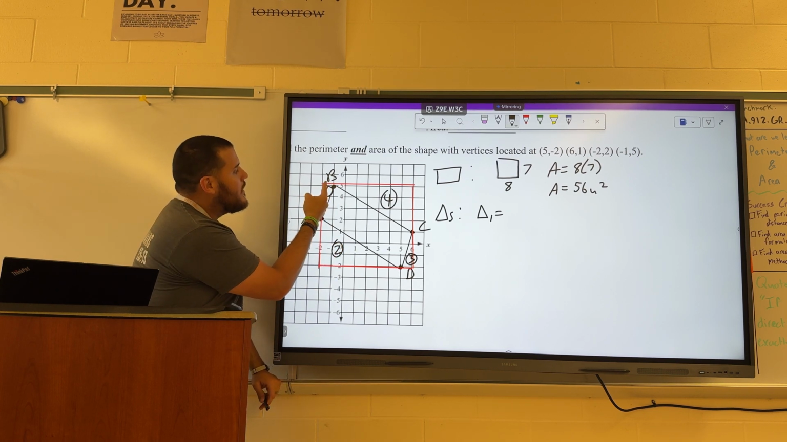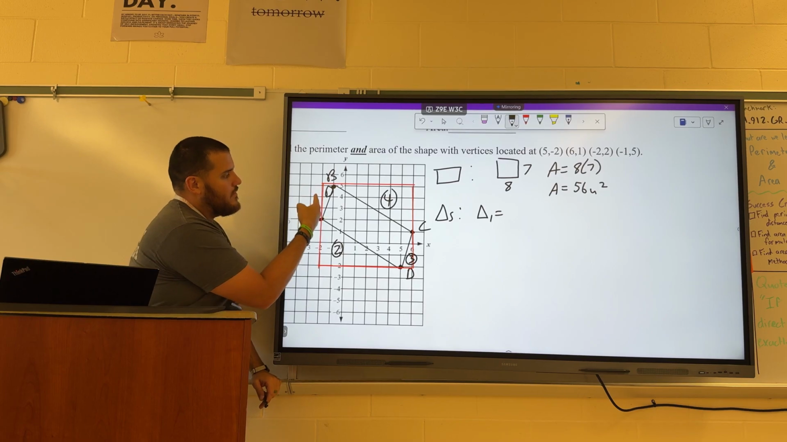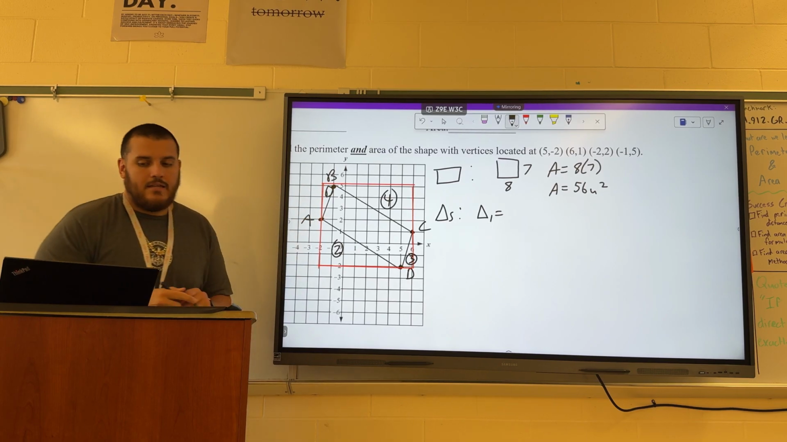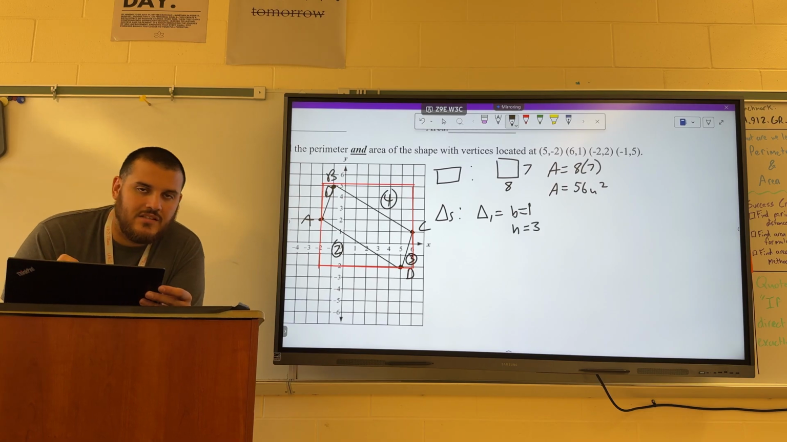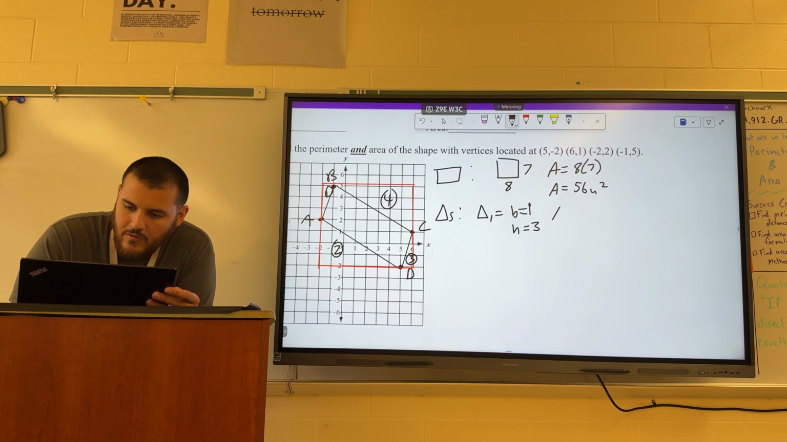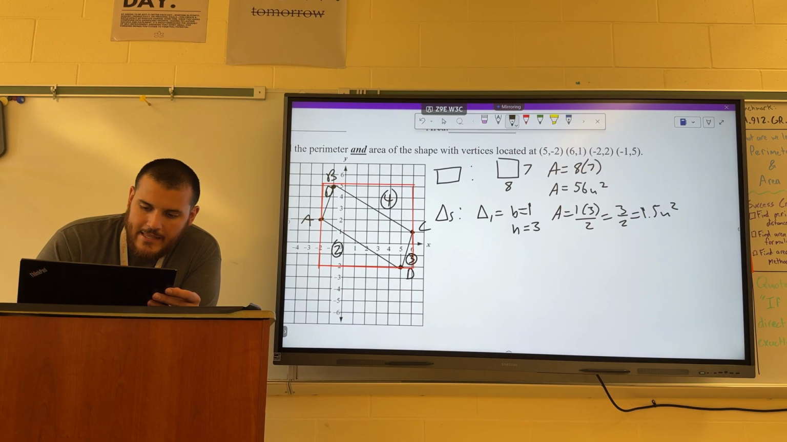So for triangle 1, I can say a base of 1 and a height of 3 here. That's 1, this is 3. So base is 1, height is 3, and I can plug these into my area formula for the triangle. Base times height divided by 2. 1 times 3 divided by 2 gives me 1.5 units squared for that triangle. And then I'm just going to do that for all 4 of my triangles.